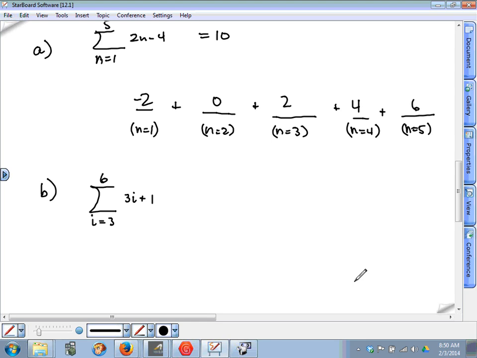Now, how many terms are we adding here? We're adding 4 terms. We start when I equals 3. So whatever term that is, we have an I equals 4, we have an I equals 5, and we have an I equals 6. So whatever those terms turn out to be, we have to add all 4 of those. So when I equals 3, what are we getting? 10. When I equals 4, 13, 16, and 19. Okay, we add up those 4 terms.